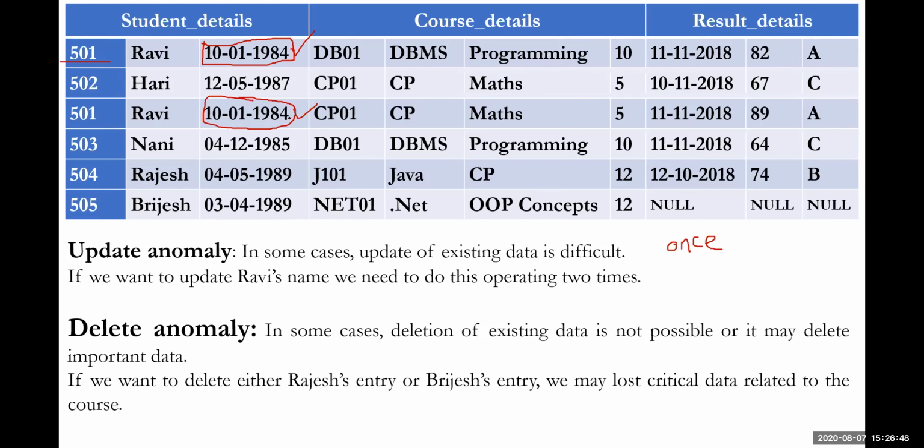This kind of updation is not required while we operate on the same kind of entity. On the same entity, if you want to perform the updation, it must happen only exactly once.